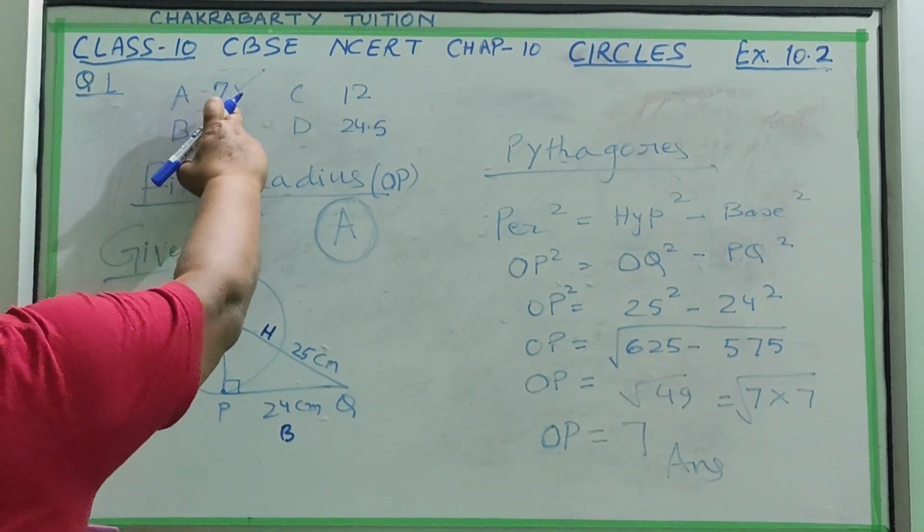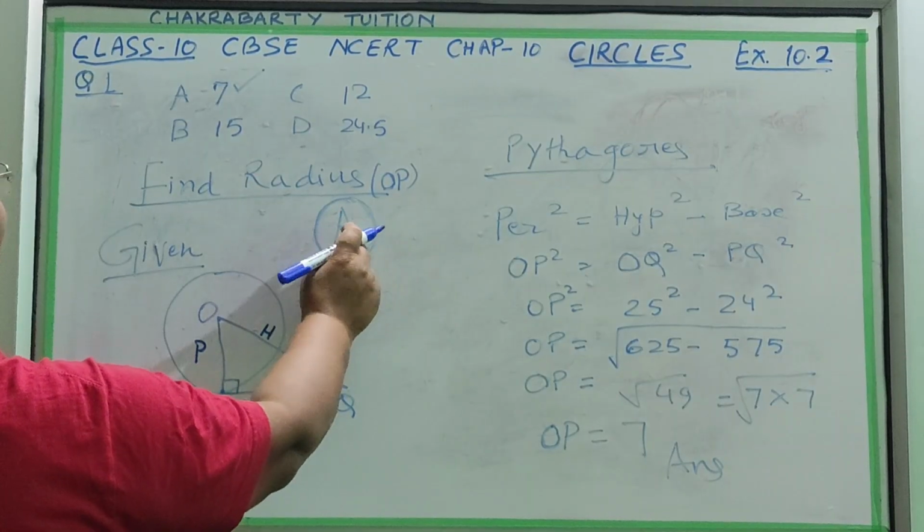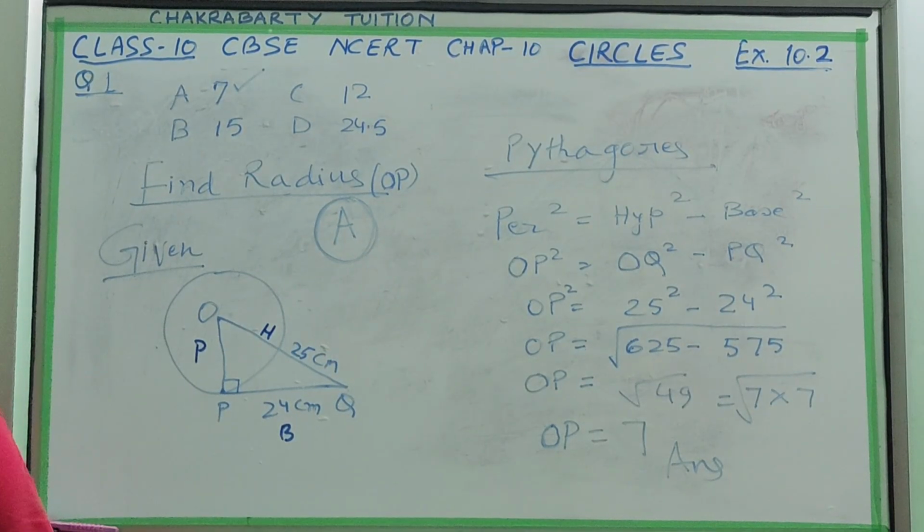So option A is having 7. So your answer is 7. Option 7 will be your answer. Now question number 2 we are going to do.